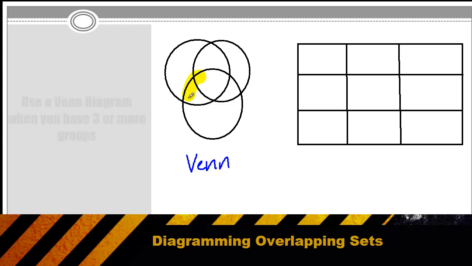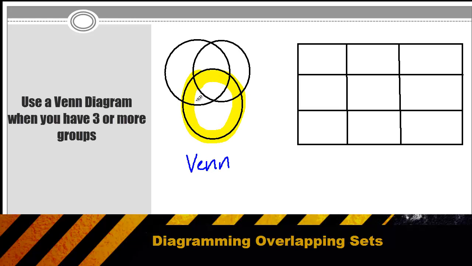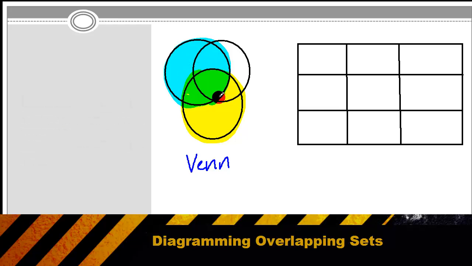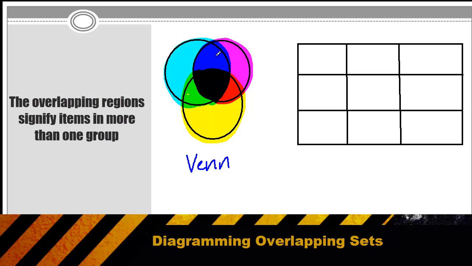With a Venn diagram, each circle signifies a particular group. Where the circles overlap, that indicates times when you have people or items in more than one group. So in this case, I have pink, light blue, and yellow groups, and you can see where they overlap. In the outer regions, that's where we put the number of people who are only in one group.